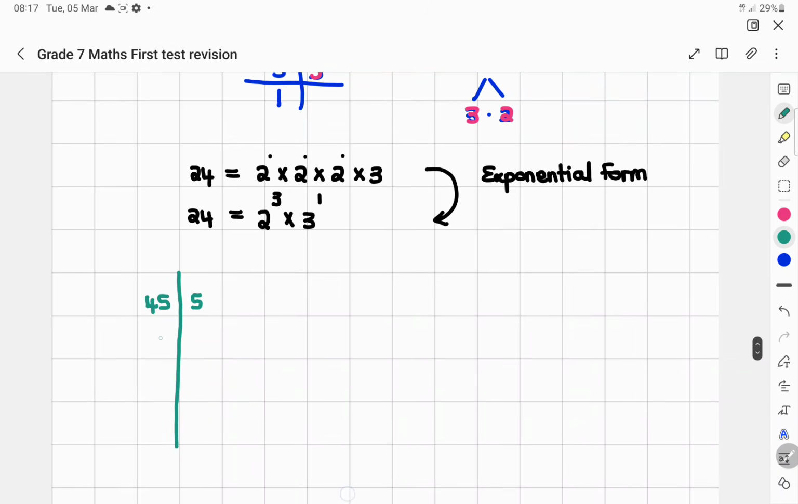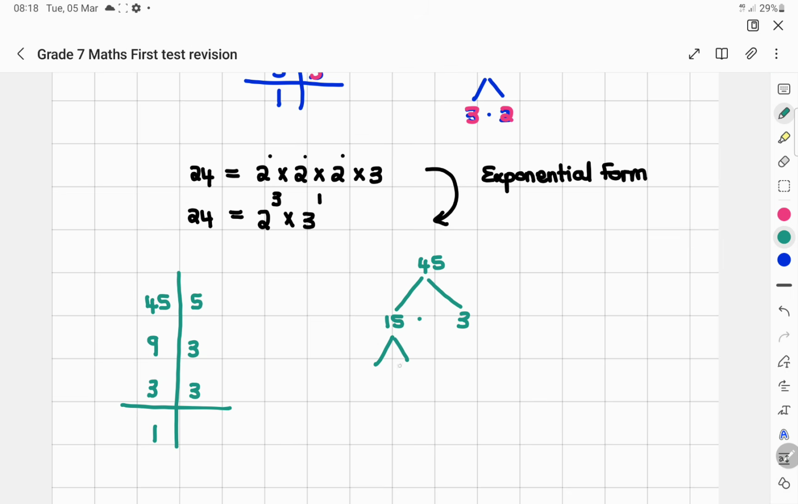So 45 divided by 5 is 9. 9 divided by 3 is 3. 3 divided by 3 is 1. And there at 1 I stop. Okay, so 45, let me do it the other way as well, can be written as, let's say, 15 times 3.